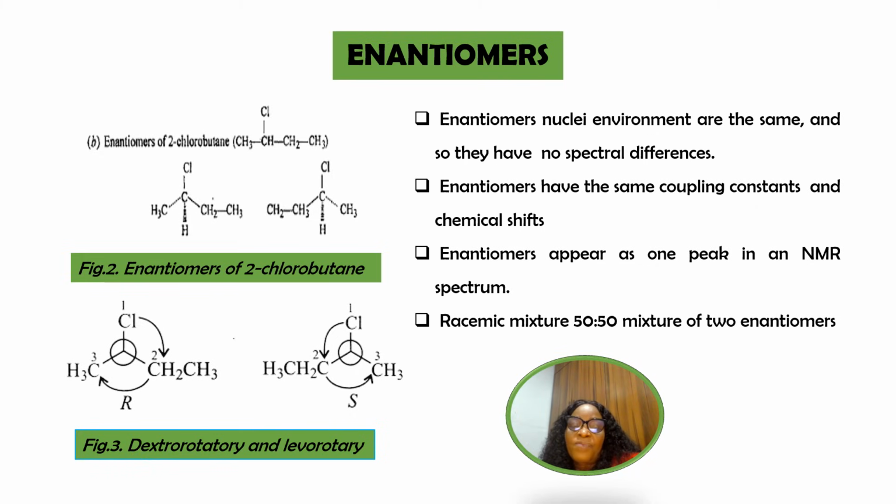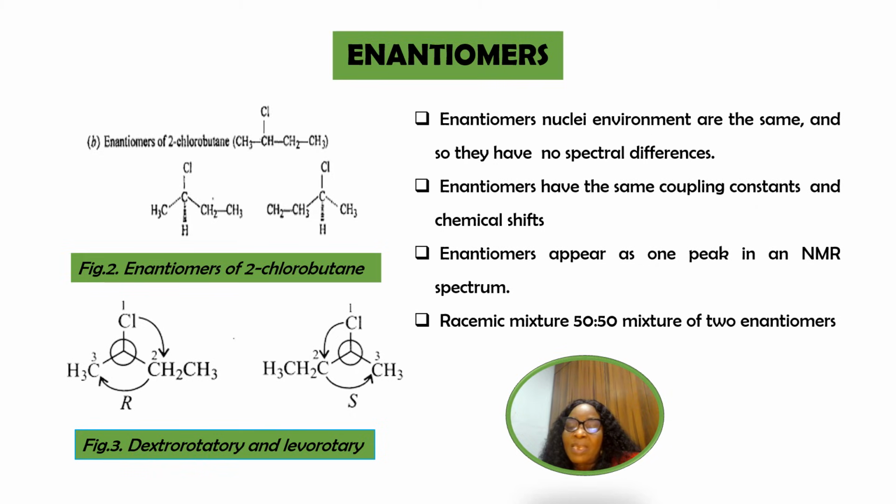As shown in figure 3, the structure of R-2-chlorobutane and S-2-chlorobutane, they differ in the direction in which they rotate the plane polarized light. When a molecule is dextrorotatory, it rotates the polarized light clockwise and has the symbol of plus. When it rotates anticlockwise, it is denoted as minus and can be called levorotatory.